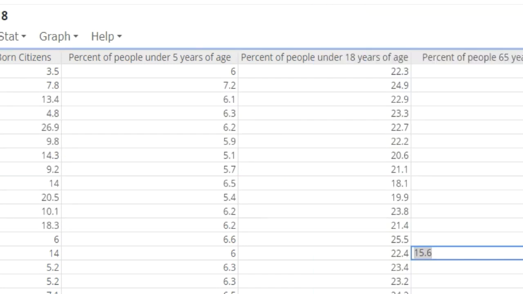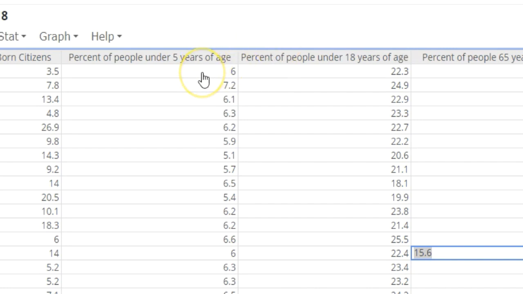I'm going to let you try with the percent of people under 5 years of age. So pause the video, make a histogram, and notice what the shape is, the mode, the median, the mean. Those are your measures of center. Estimate what you think those are. And then estimate from the histogram what you think the range and the standard deviation are.